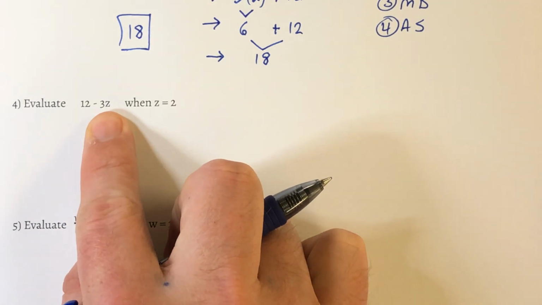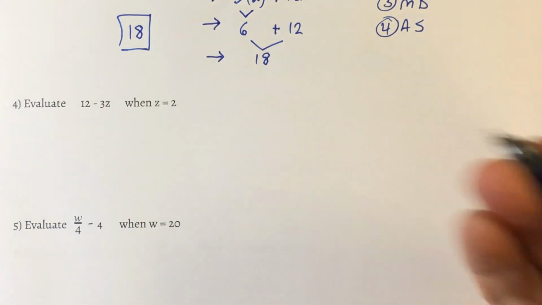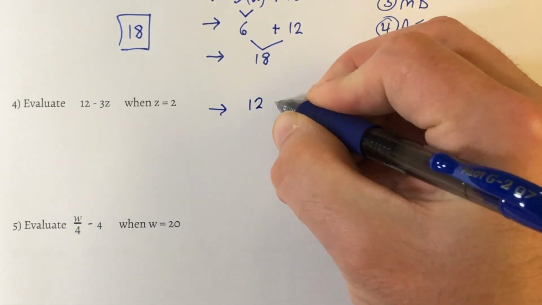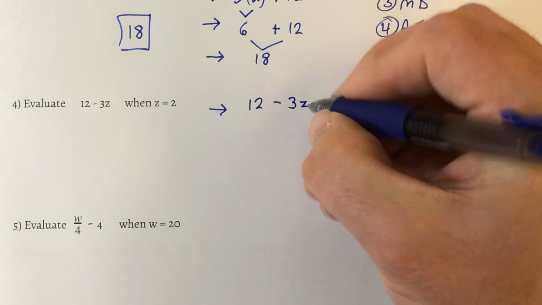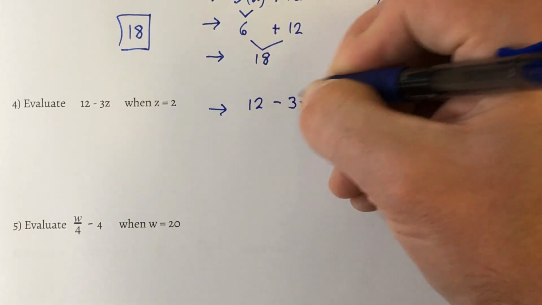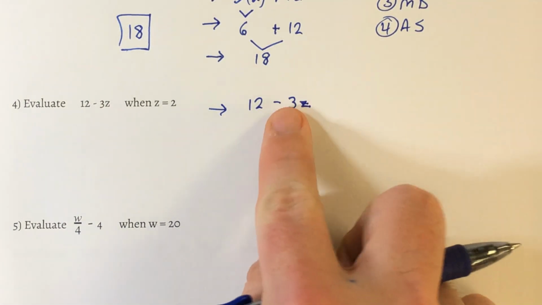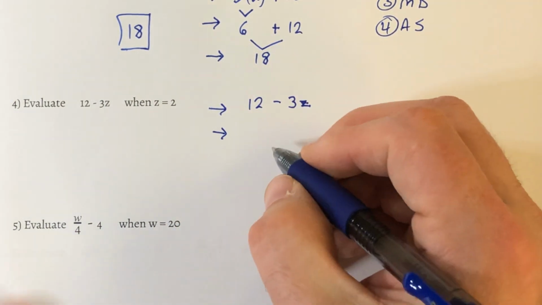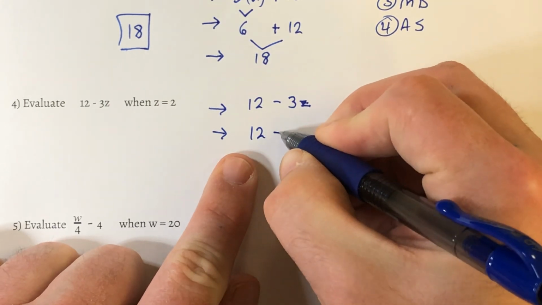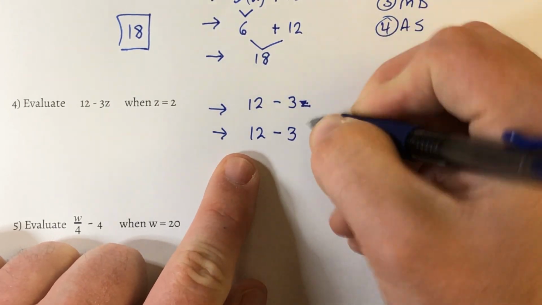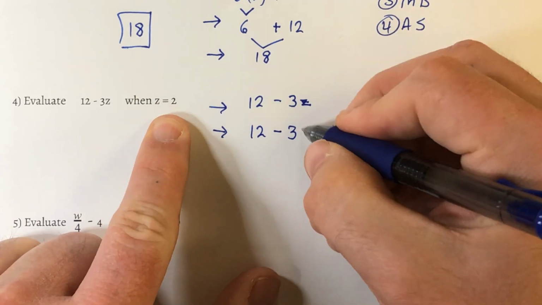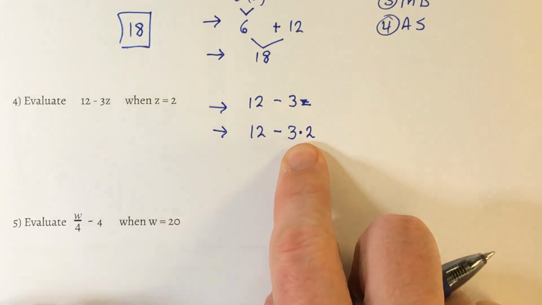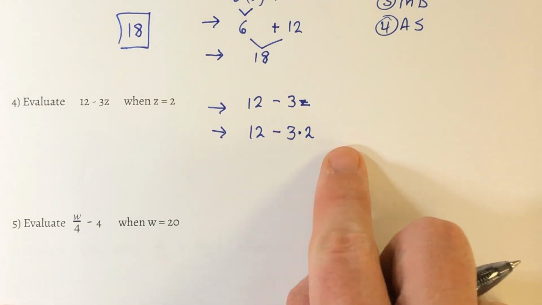12 minus 3z when z equals 2. Apparently, z loves to be 2. All right, first step, write down your problem. 12 take away 3z. Again, because that z is right next to that number, that means multiply. 3 times whatever z is. So, second step, substitute. 12 minus 3 times, well, z is 2. I'll write this different this time. So instead of using parentheses, I'll write the multiplication dot. So 12 minus 3 times 2.